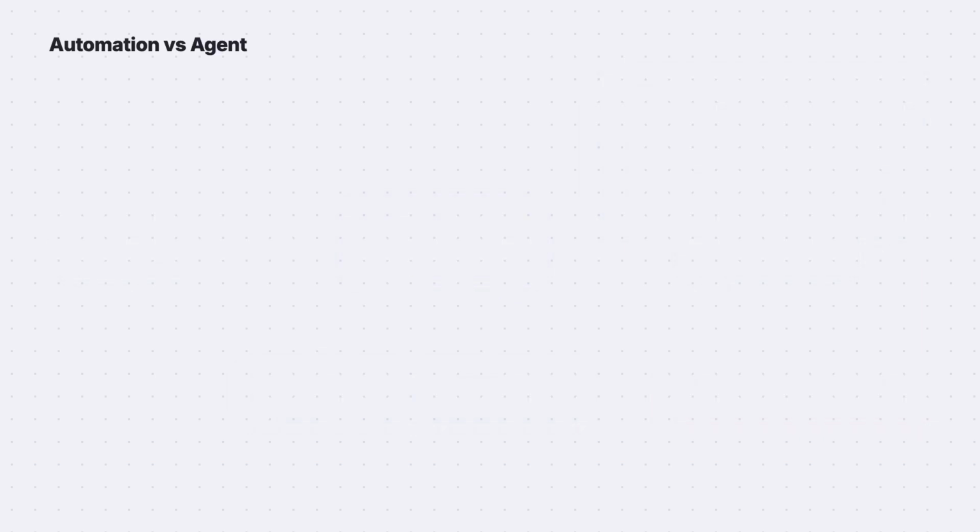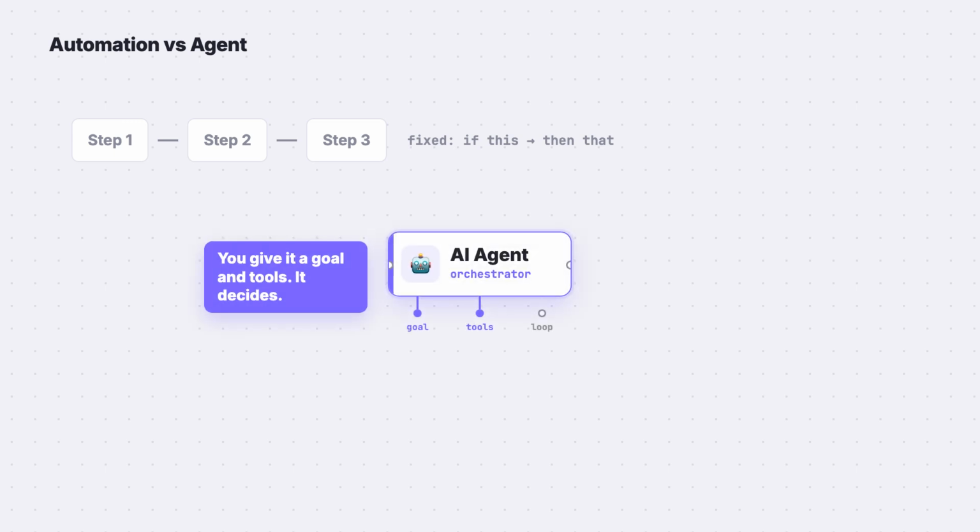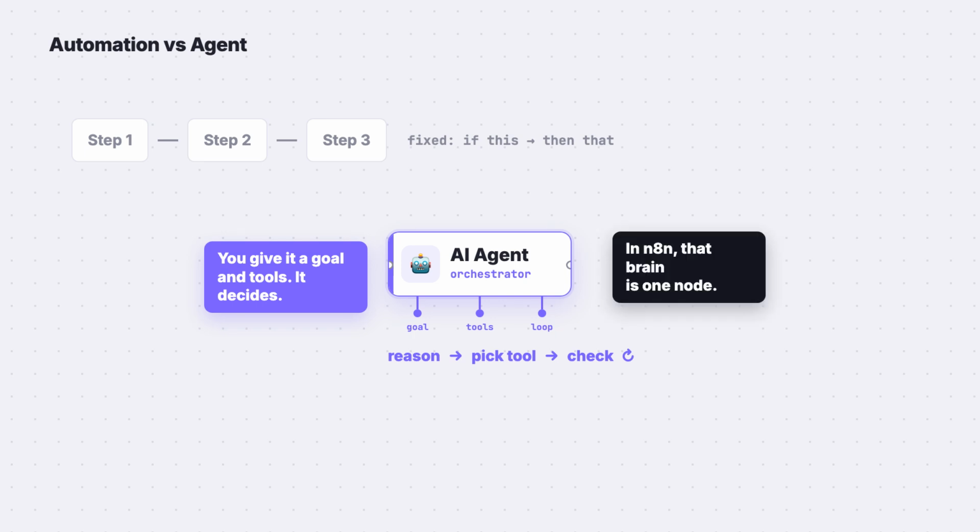First, what makes this an agent and not just an automation? A normal automation follows fixed steps. If this, then that. An agent is different. You give it a goal and some tools, and it decides what to do. It reasons, picks a tool, checks the result, and loops until the job is done. In n8n that brain is one node, the AI agent node. You describe the goal, not every step.